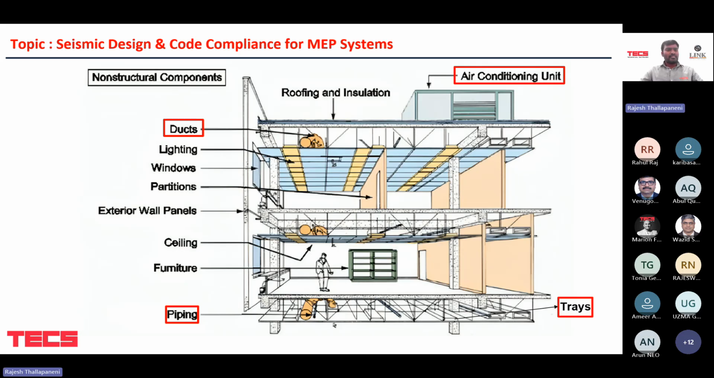So, any building, if we take, we have two different components: structural components and non-structural components. Structural components are basically the columns, beams, and the slab. And non-structural components, which is our focus today, are MEP services and equipment like air handling units or AHUs, trays, piping, and ducting, which comprise the MEP services. So we will be discussing non-structural components and what the code requires when it comes to MEP, especially the seismic requirement.